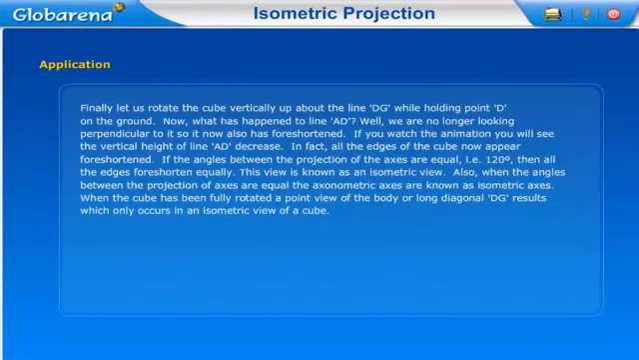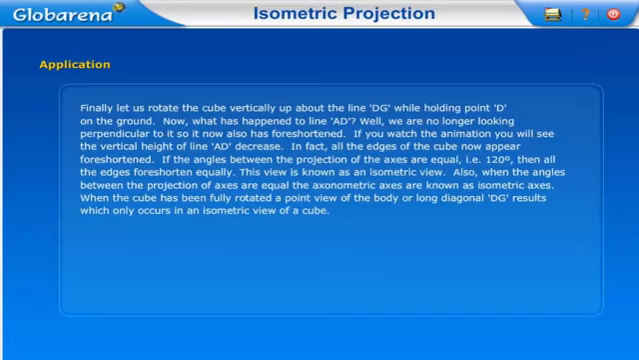Finally, let us rotate the cube vertically up about the line DG while holding point D on the ground. Now what has happened to line AD? Well, we are no longer looking perpendicular to it, so it now also has foreshortened. If you watch the animation, you will see the vertical height of line AD decrease. In fact, all the edges of the cube now appear foreshortened.